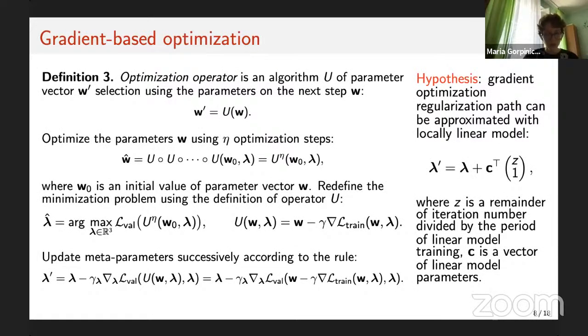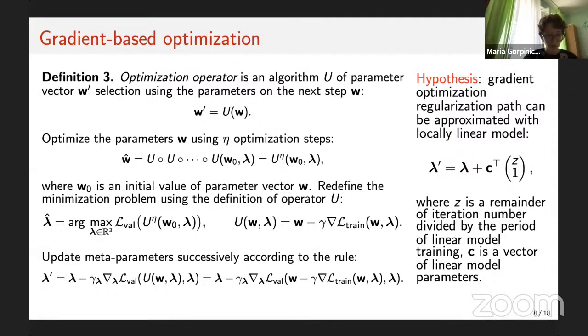Define the optimization operator as an algorithm U of parameter vector selection using the parameters on the next step. We optimize the parameters using eta optimization steps. The optimization algorithm has the following steps. For every step, we solve the two-level optimization problem. Then we obtain the updated value, then let lambda be equal to its updated value.